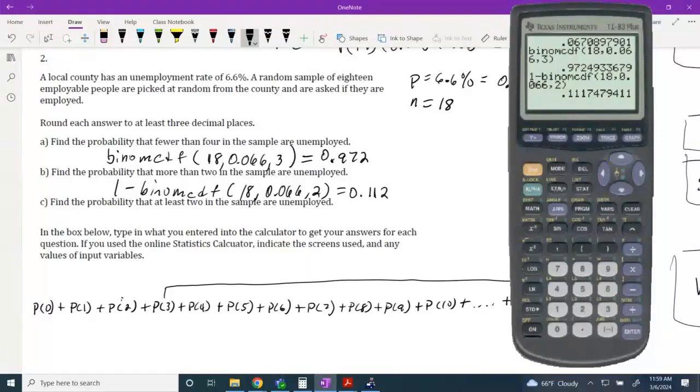So on your calculator, you put 1 minus the binomial CDF. Do it in yours. You want to go to the home screen, and then put 1 minus. And now call up the binomial CDF function. Okay. So just calculate it to make sure you get that 0.112.